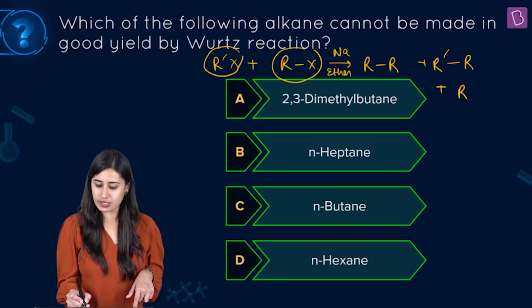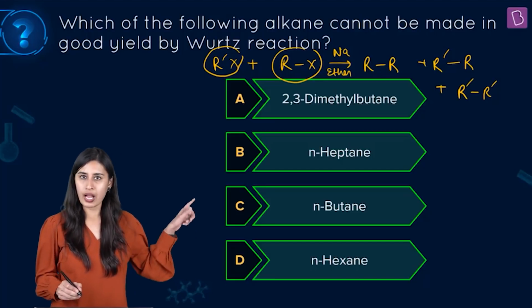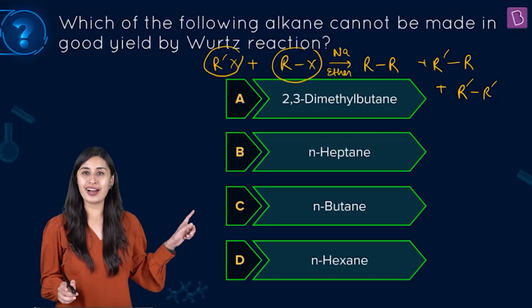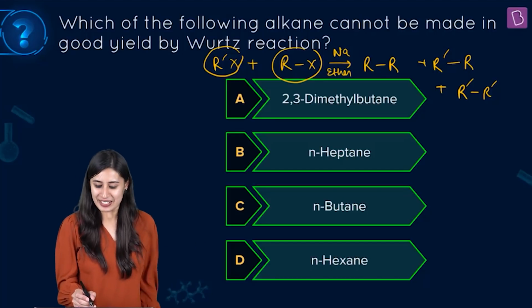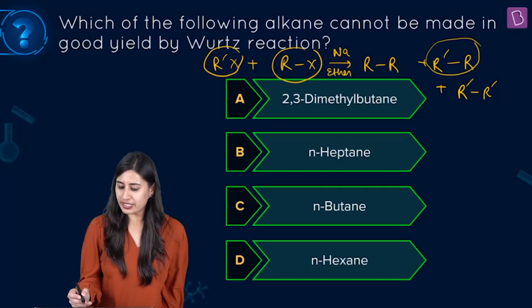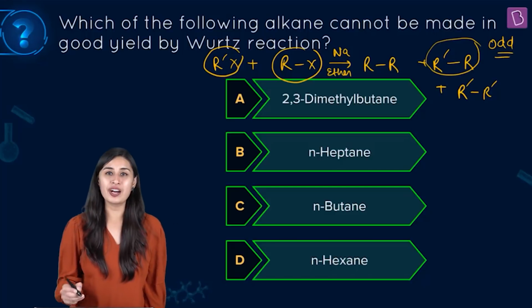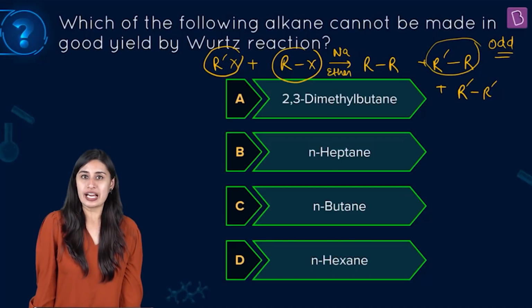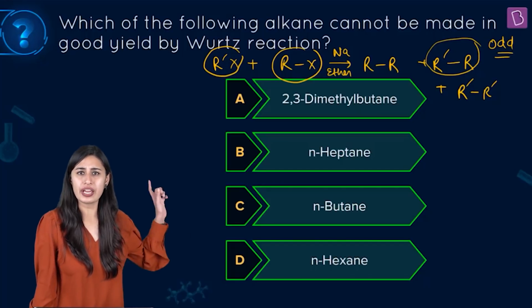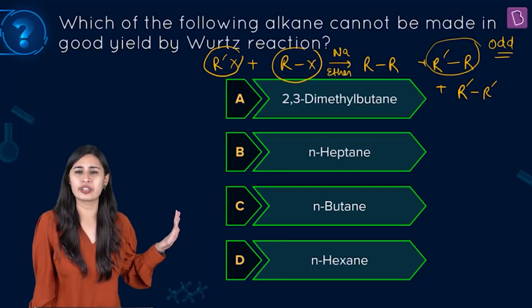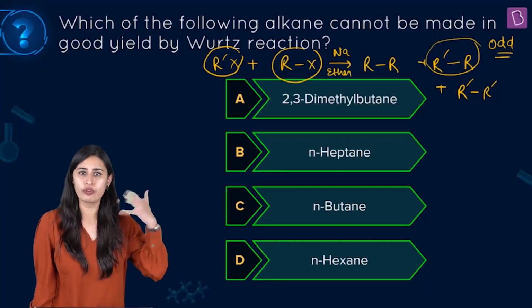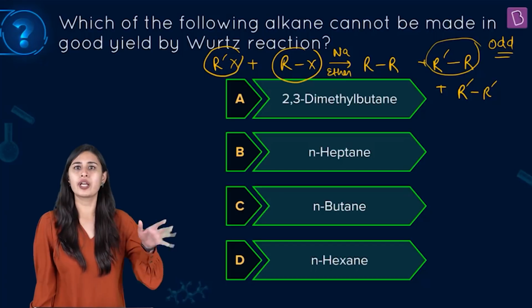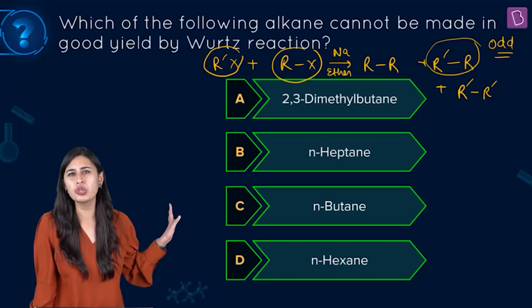So there are 3 possibilities of product: R-R, R-R' and R'-R'. Right? Out of this, only this is the possibility where you're getting an odd number of carbons in the product. And of course, you can see that a mixture of products is formed. So anyhow, the yield of any of these would not be significant. It would be of no use for commercial or industrial purposes.